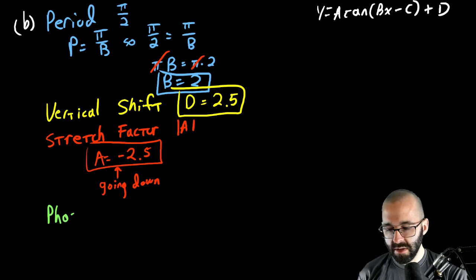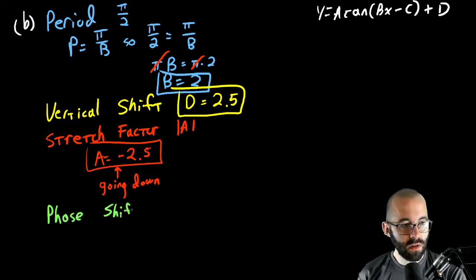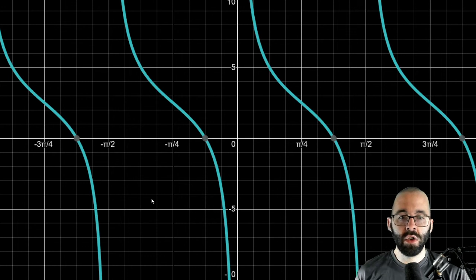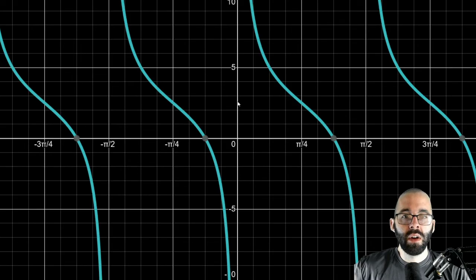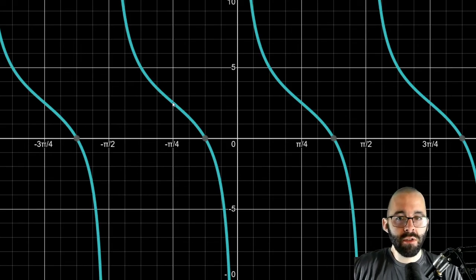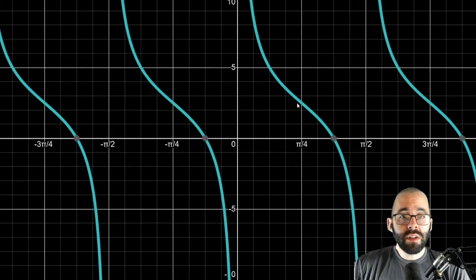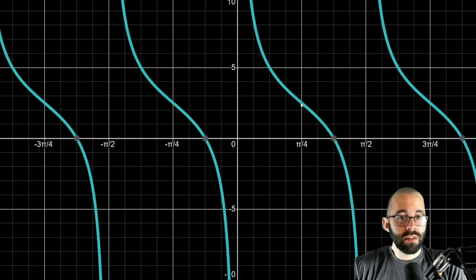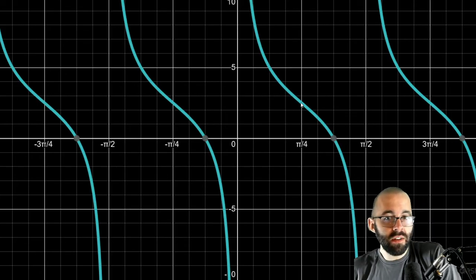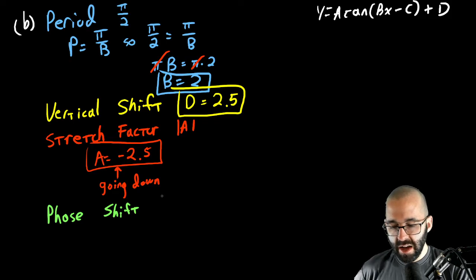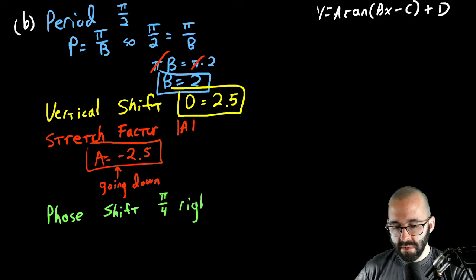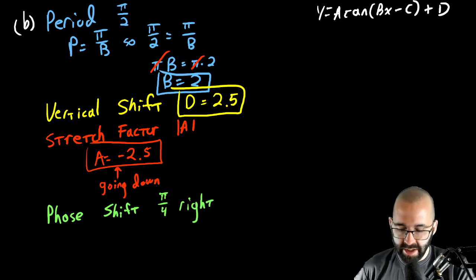Last thing is a phase shift. Tangent normally starts, the middle is normally at 0. Where is our middle? Our middle is over here. Our middle got moved pi over 4 to the left. Or you could say our middle got moved pi over 4 to the right. They're both okay. Pi over 4 to the left, pi over 4 to the right. They're both correct. Let's say pi over 4 to the right. It really doesn't matter.